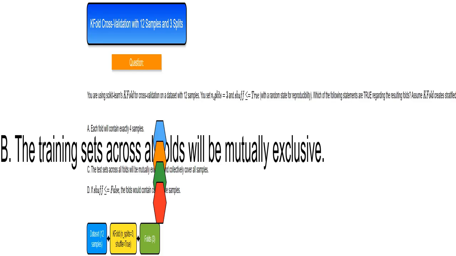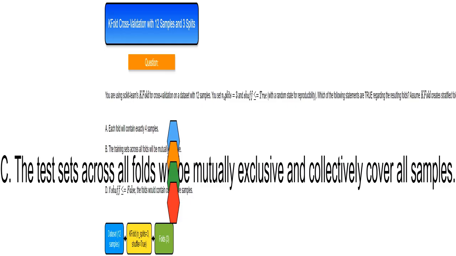This statement is false. Mutually exclusive means they share no cookies in common, but in KFold, the training sets overlap. A cookie in one training set might be used in another training set. This is true. Each test set gets its own unique set of cookies, mutually exclusive, and all the cookies are used in a test set at some point, collectively covering all samples.